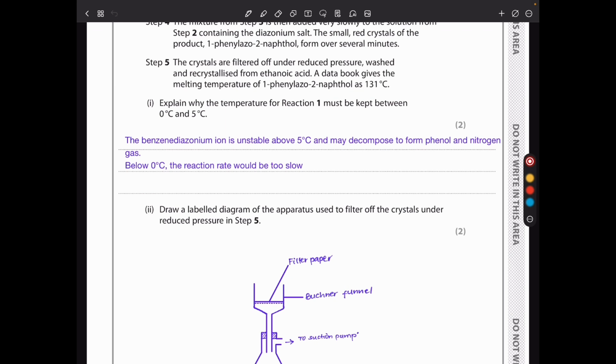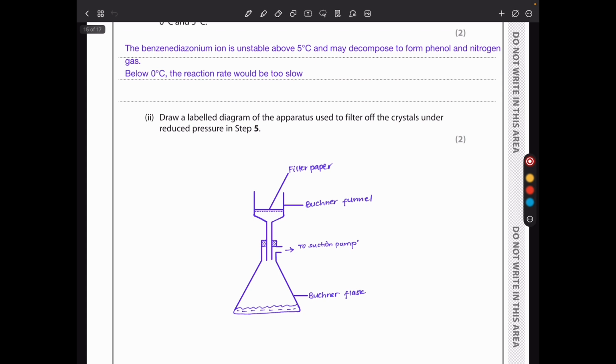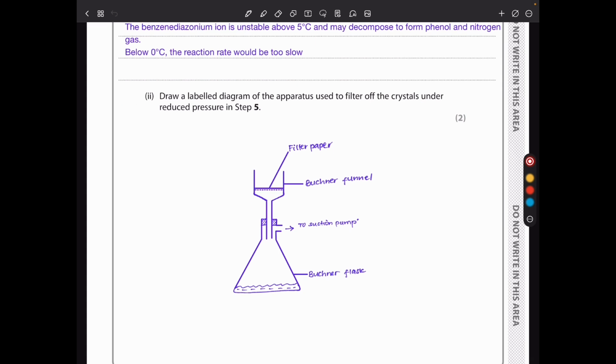If it's below 0, the rate is going to be slower. If it's above 5, the diazonium ion is going to decompose. So I say the benzene diazonium ion is unstable above 5 and may decompose to form phenol and nitrogen gas. Below 0, the rate is going to be slow. Then draw a labelled diagram of the apparatus used to filter off the crystals under reduced pressure.